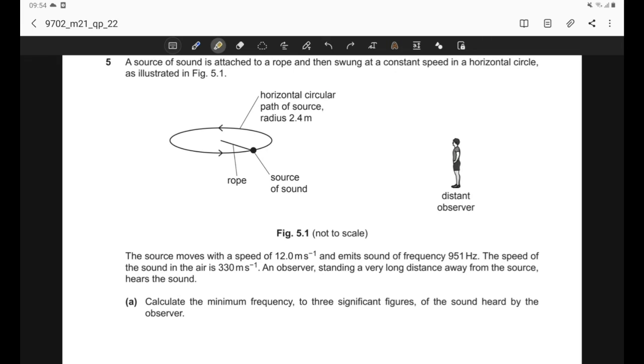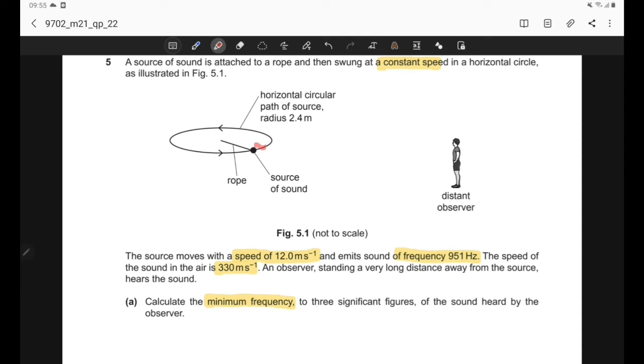5. A source of sound is attached to a rope and then swung at constant speed in a horizontal circle as illustrated in figure 5.1. The source moves with a speed of 12 meters per second and emits sound of frequency 951 Hz. The speed of the sound in air is 330 meters per second. An observer standing a very long distance away from the source hears the sound. Part A. Calculate the minimum frequency, to 3 significant figures, of the sound heard by the observer.